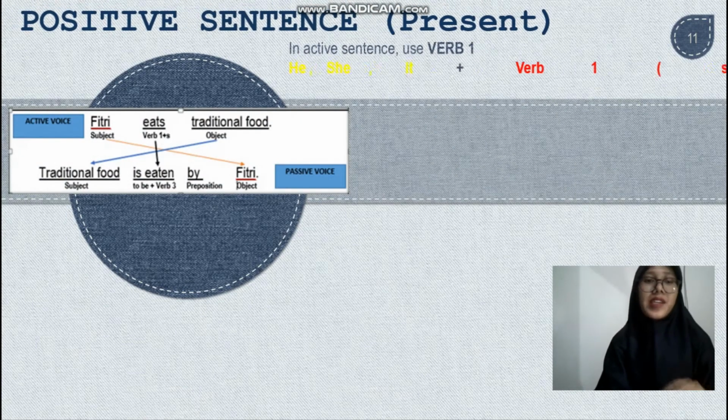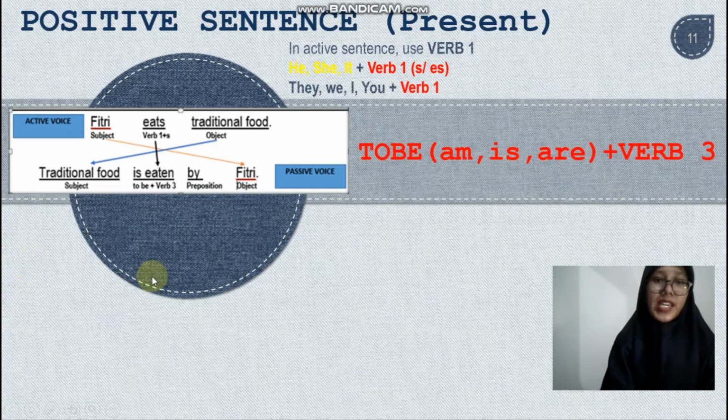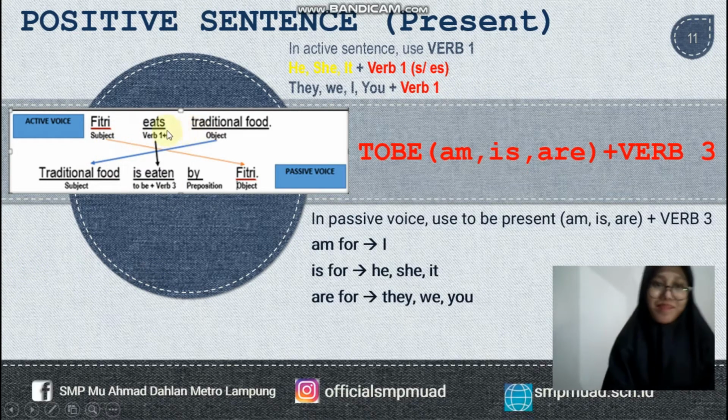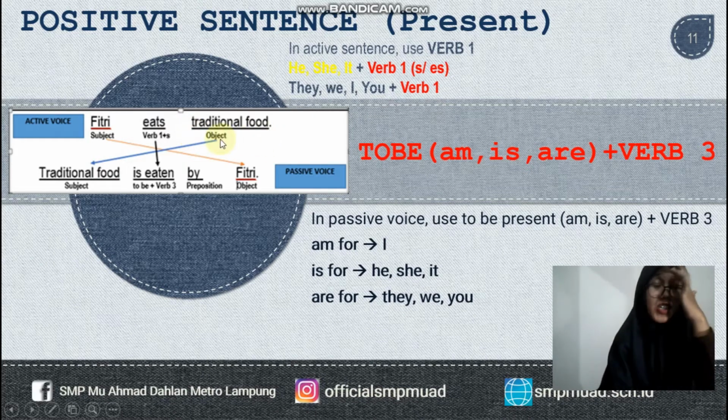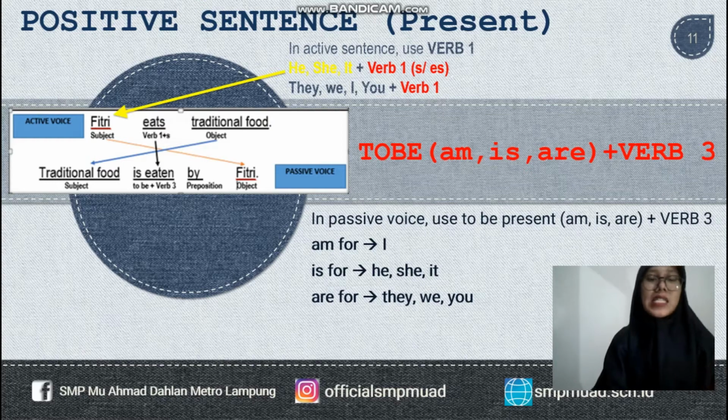I have an example here. Fitri eats traditional food. So Fitri eats traditional food is active voice. It has a transitive verb, that is eat, and of course it has an object, that is traditional food. We have to change that active voice into the passive voice. You know that passive voice is to be plus verb 3, and to be in the present tense is am, is, are. You choose one of them. To be plus verb 3, yes.